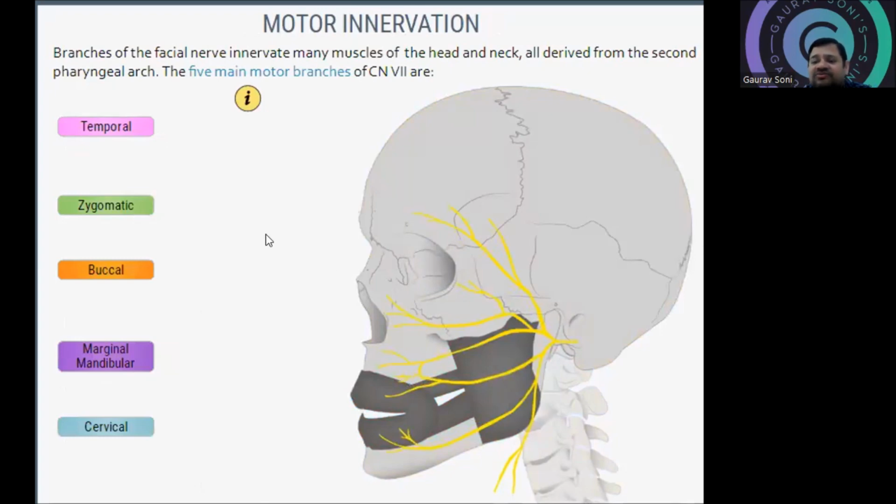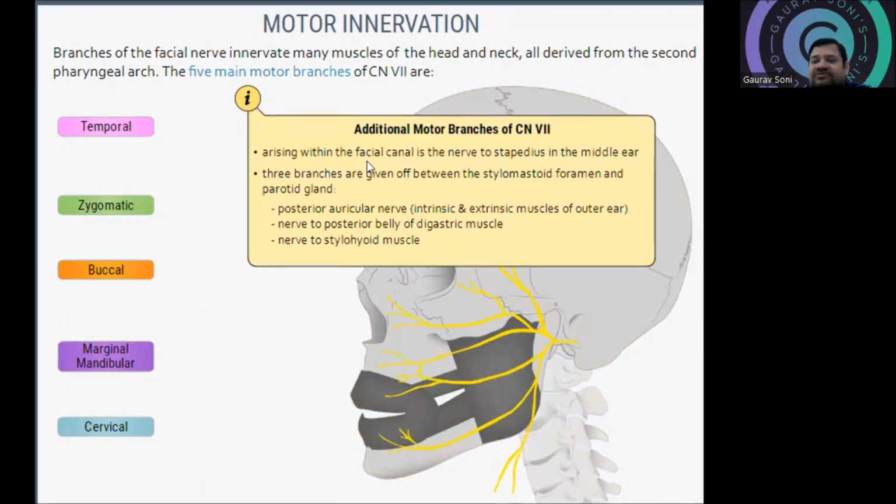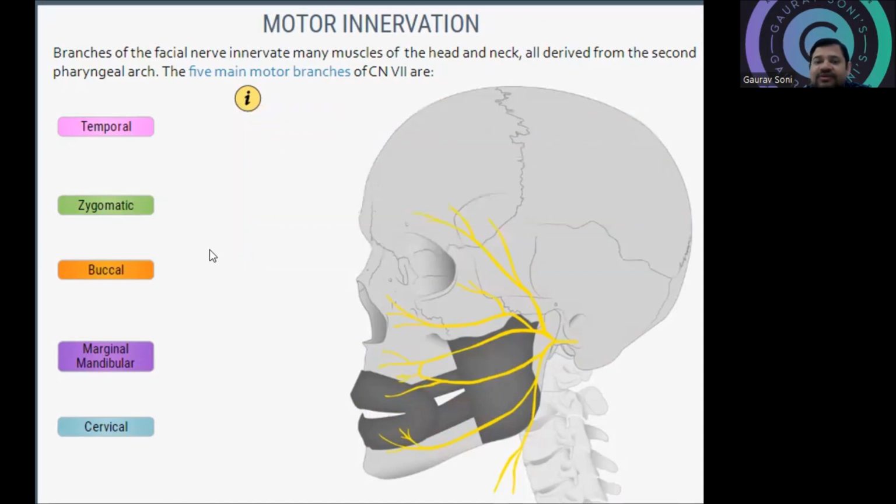So basically, we have learned that there are 5 branches which come from the second pharyngeal arch. So 5 motor branches. Arising within the facial canal is the nerve to stapedius in the middle ear. These are extra, other than the 5. Three branches are given off between the stylomastoid foramen and the parotid gland. What are they? The posterior auricular nerve, the nerve to the posterior belly of digastric muscle, and the nerve to stylohyoid muscle. Let us see now what the 5 main ones are.